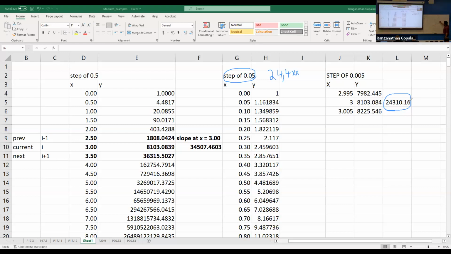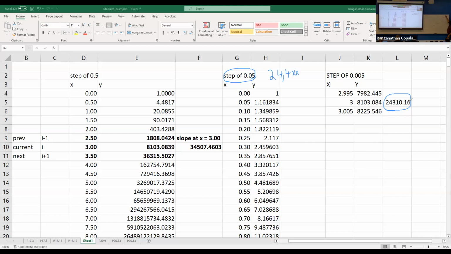So for the first function, delta x equal to 0.5 and delta x equal to 0.05 gave the same slope estimate, which was slope equal to 7 at x equal to 3. In this case, delta x equal to 0.005 and delta x equal to 0.000... Sorry, I keep lagging my writing.